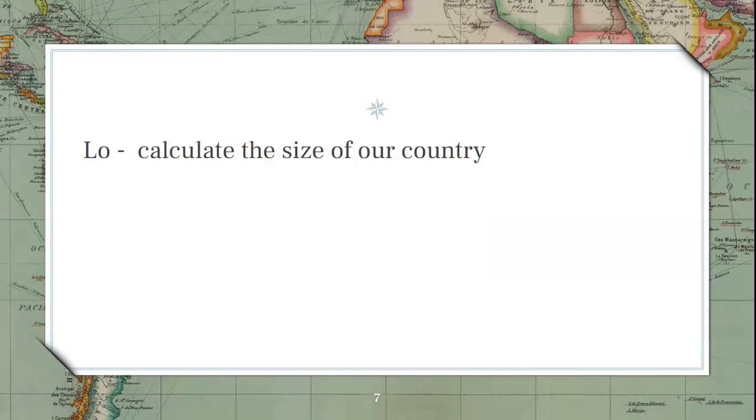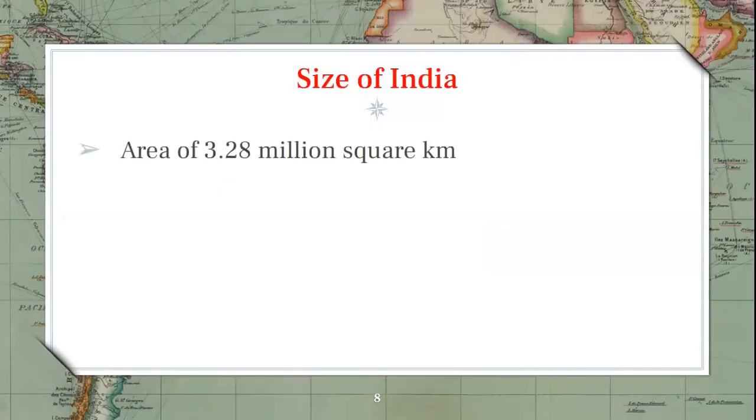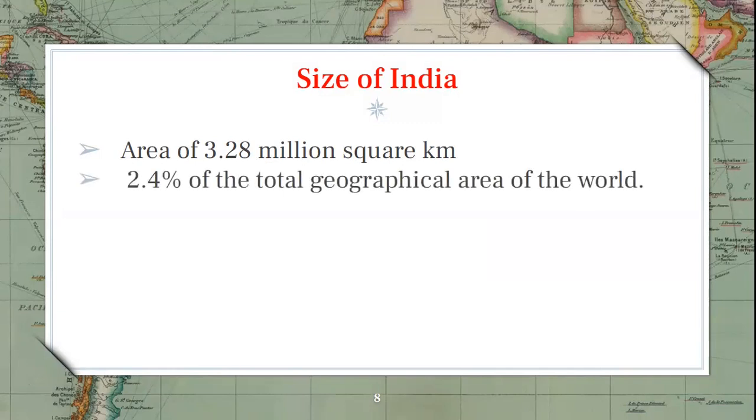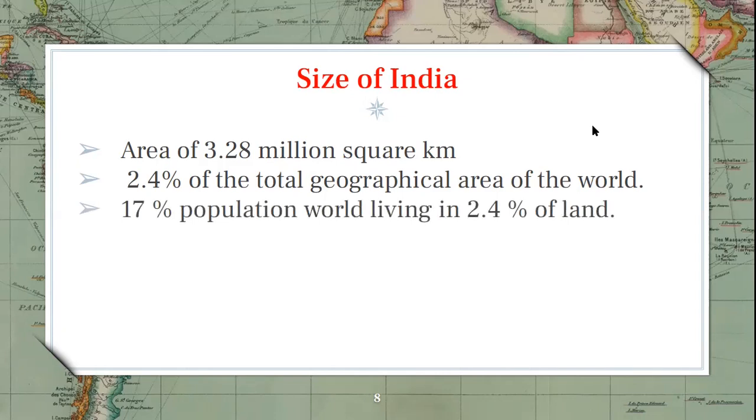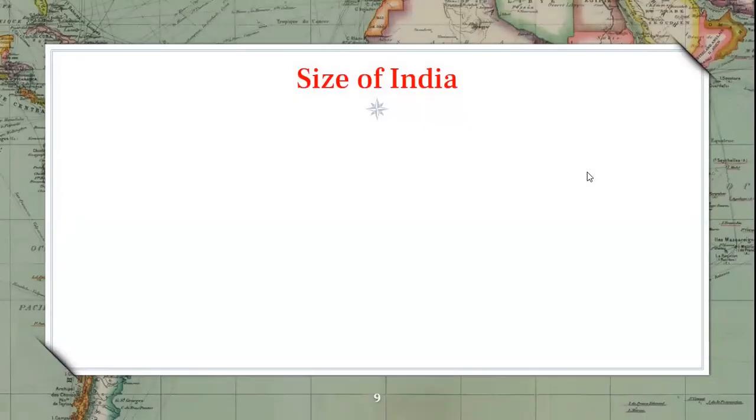Now let's learn how to calculate the size of our country. The next learning objective is to calculate the size of our country. When we talk about the size of India, India has 3.28 million square kilometers in terms of area. That is 2.4% of the total geographical area of the world. So we can understand, when we consider the geographical area of the world, India has only 2.4%. We need to understand this: 2.4% of land consists of 17% of the population. So that will be a very densely populated country.